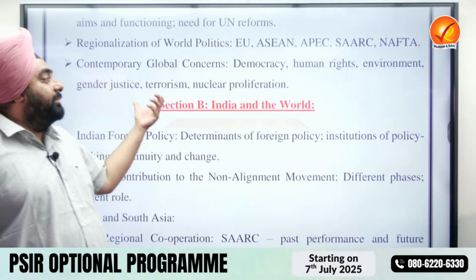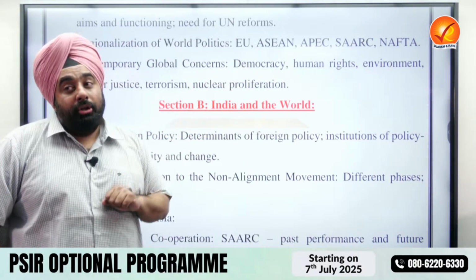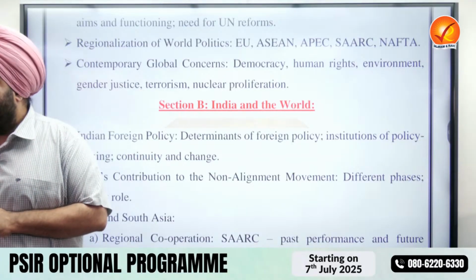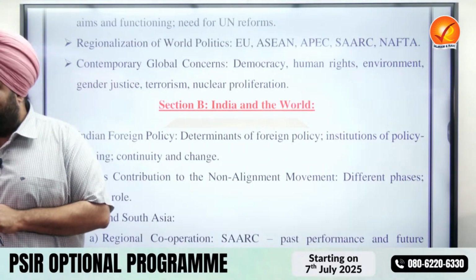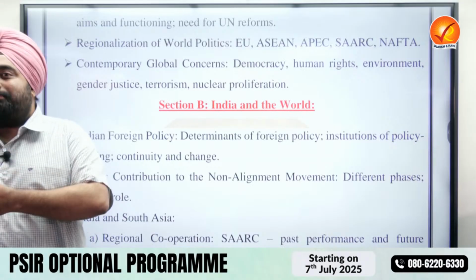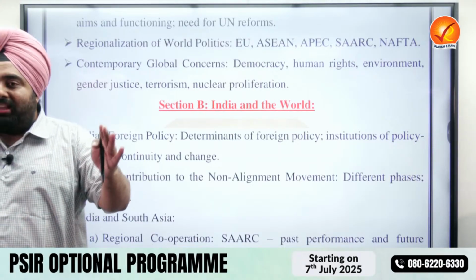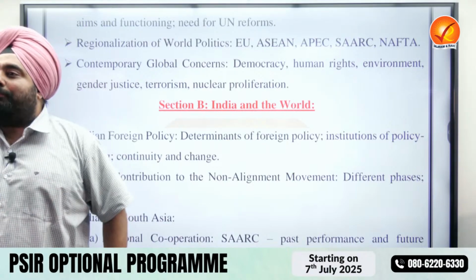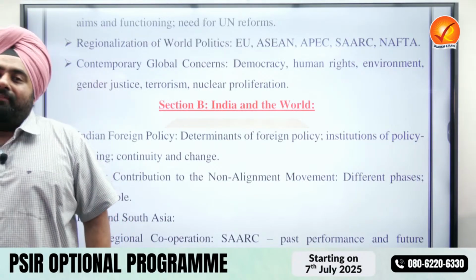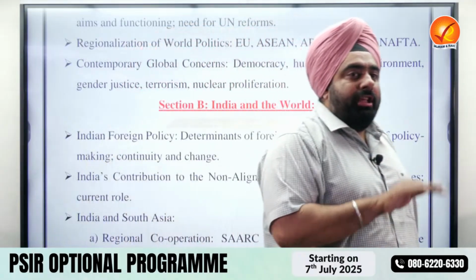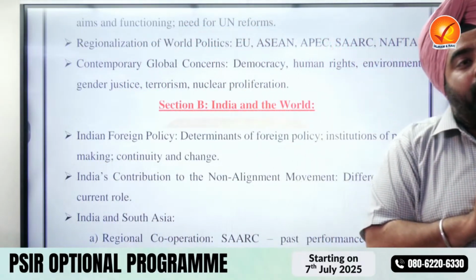Then, of course, terrorism and also the issue of nuclear proliferation. What do you mean by nuclear proliferation? What do you mean by proliferation? Proliferation means a spread. So if nuclear weapons are spreading, if more and more countries are acquiring nuclear weapons, like if Iran is able to develop nuclear weapons, that is an example of nuclear proliferation. Is this good for world peace or bad for world peace? Bad. So therefore, there's a need to discuss the topic of nuclear proliferation also.